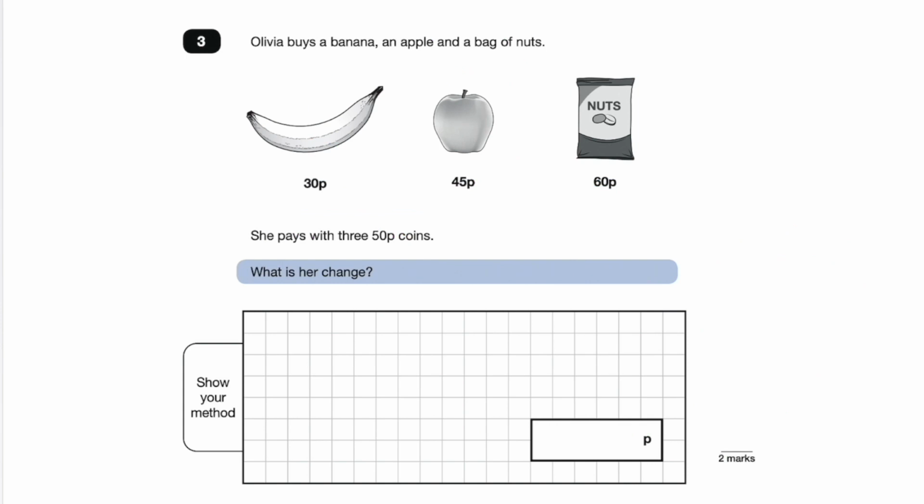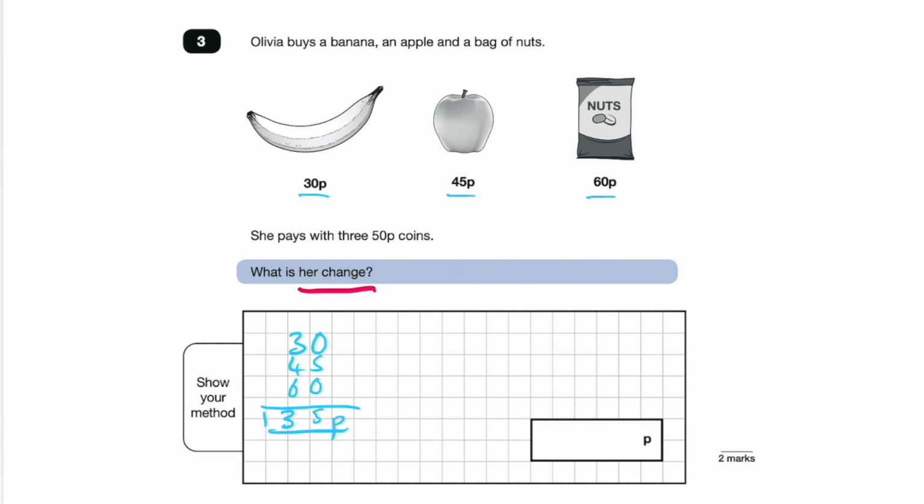Question 3 says, Olivia buys a banana, an apple, and a bag of nuts. She pays with 3 50p coins. What is her change? Okay, so let's first work out how much she spent. So her banana was 30p, her apple was 45, and her nuts were 60. So let's add those together. We have 30 plus 45 plus 60. Starting with our units, 5 plus 0 is 5. 3 plus 4 is 7, plus 6, 13. So I have 135p that's been spent, or £1.35.